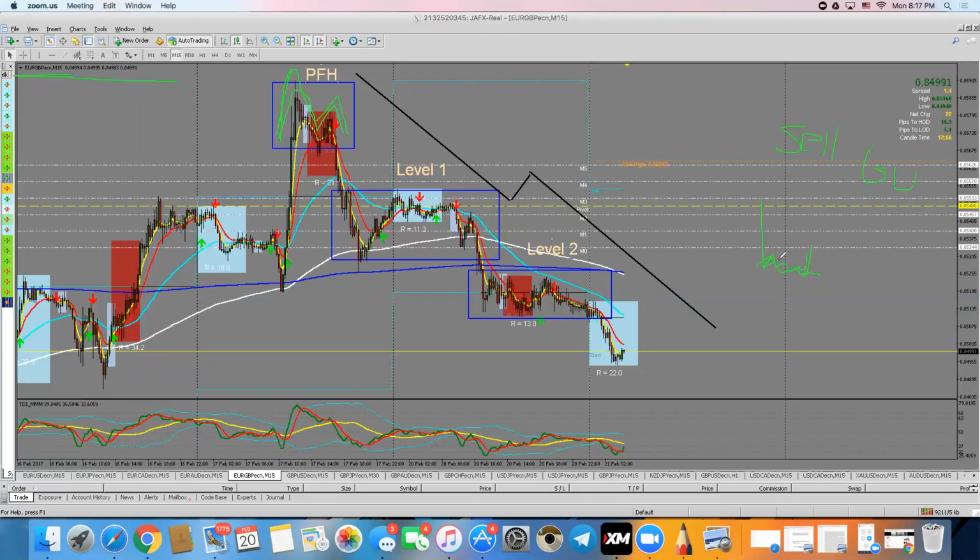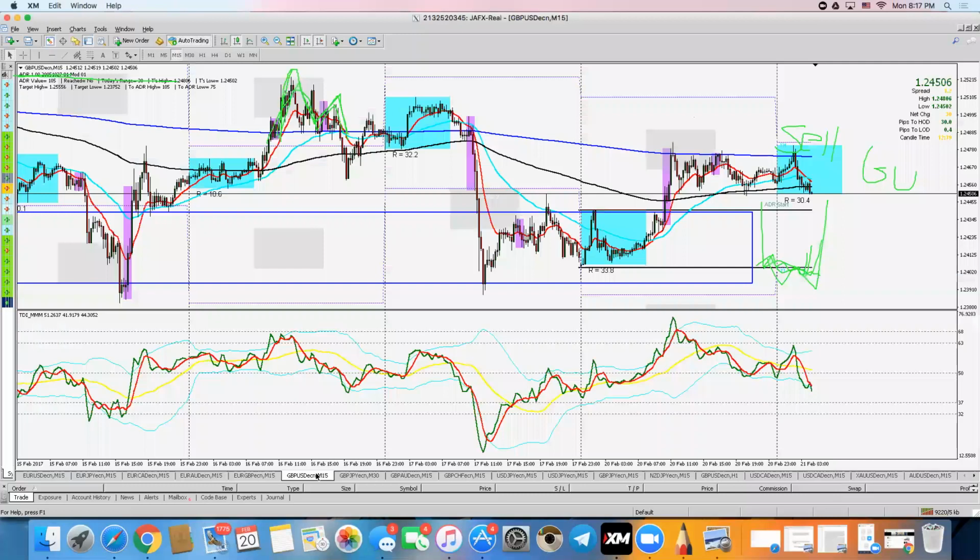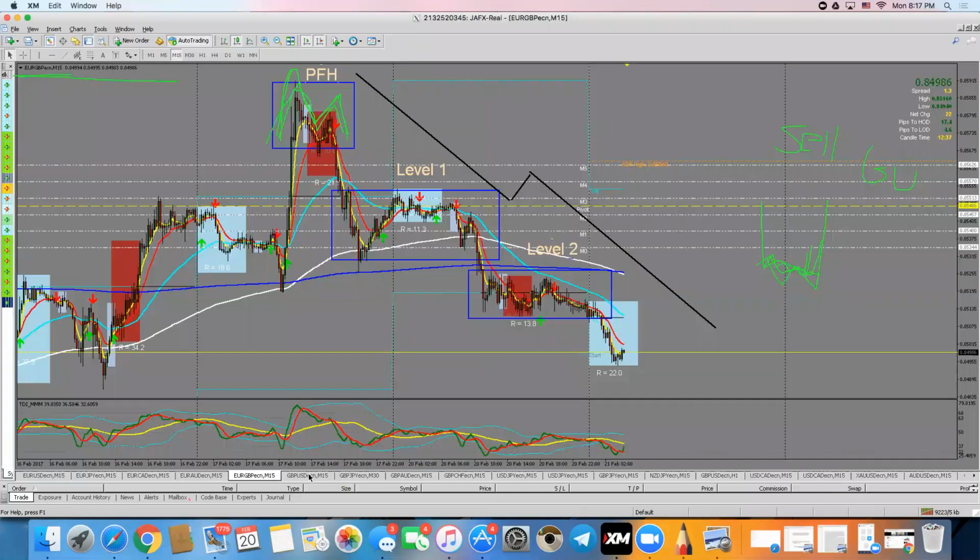So if you see a setup like this, like a no-brainer, and you see GU rising, you can safely remove your trade. Like, seriously. All right? You can literally get your trade out.